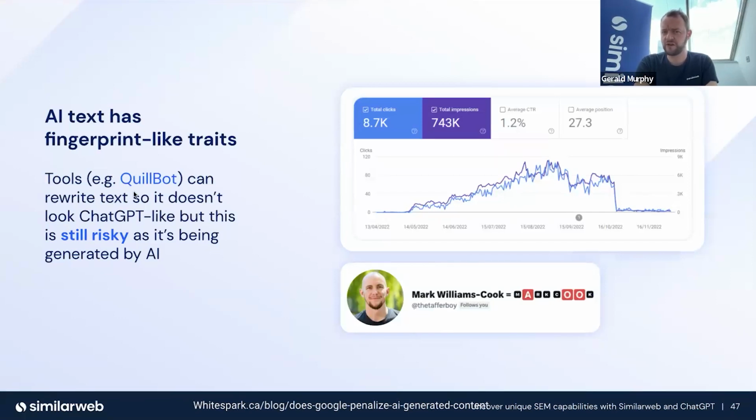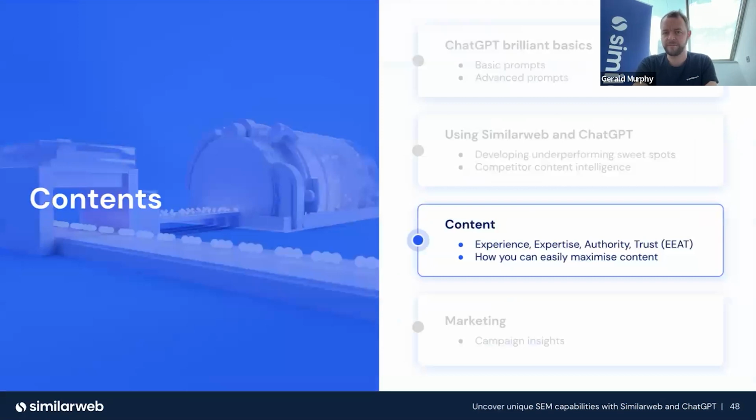There are other tools out there, with a note of caution. One of them is called, for example, Quillbot, and they can basically rewrite text so it doesn't look ChatGPT-like. But the problem is it's still risky because it's being generated by AI. The other big issue is it also might have its own fingerprint-like trait, and that can become problematic for you later down the line. So the key to success when it comes to content is all around what we call EAT. It stands for experience, expertise, authority, and trust.